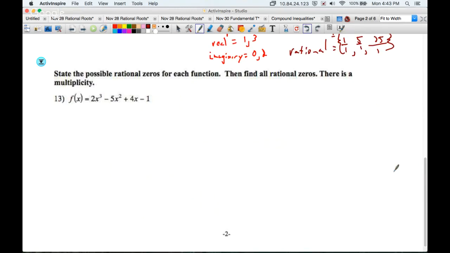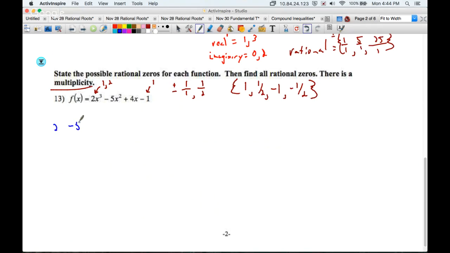State the possible rational zeros for each function, then find all zeros. There is a multiplicity, to give you a big hint here. So let's list out the factors of the last, which is just 1. The factors of the first is just 1 and 2. So my list would be 1 over 1 and 1 over 2, plus or minus. So let me list that fully out: 1, 1/2, negative 1, negative 1/2. So these are the numbers I need to test with synthetic division.